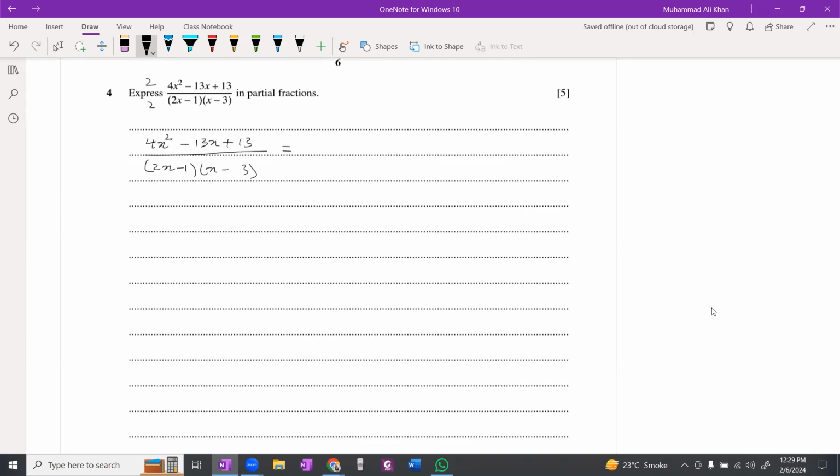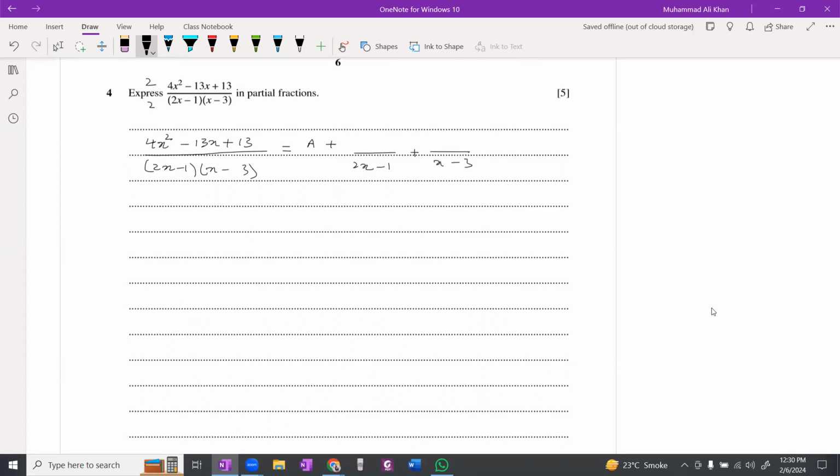So now first subtract the degree of denominator from the degree of numerator. So it will be 2 minus 2, 0. 0 means a constant. We have to add a constant here. Then we have to start our question. So it will be like a plus b upon 2x minus 1 plus c upon x minus 3.